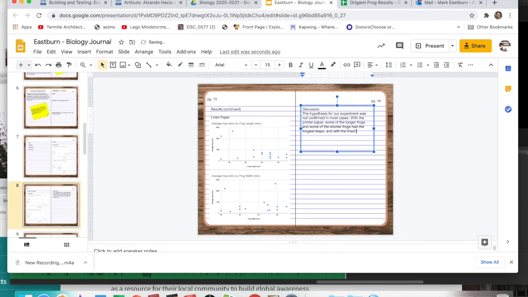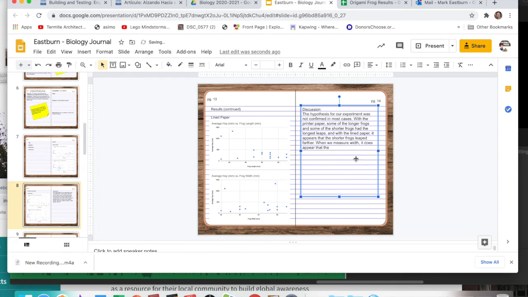And with the line paper, we can see the information on the left. It appears that the shorter frogs actually leaped the farthest. They leaped farther than the longer frogs there. I think 16 font is good for typing things in. So when we measure width, we'll give ourselves a little more room.